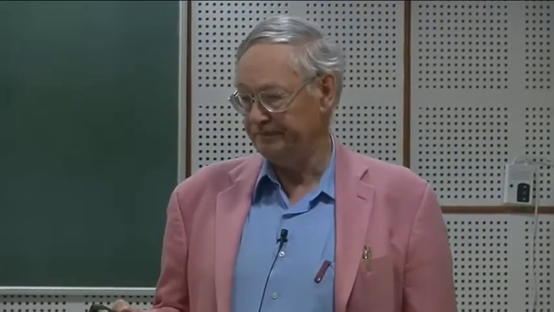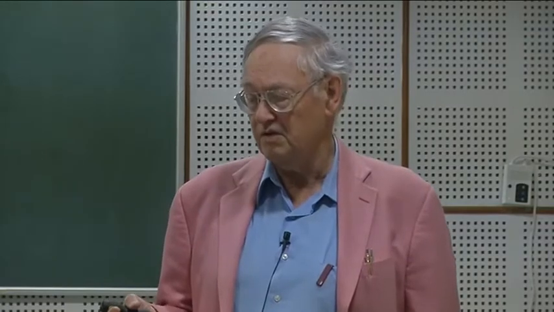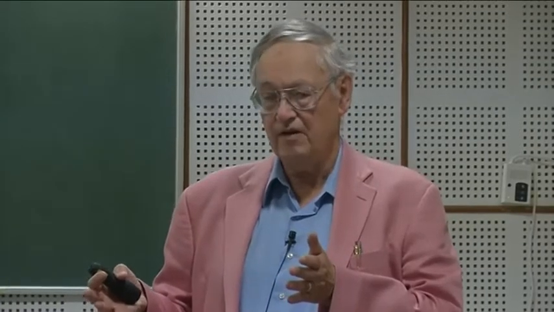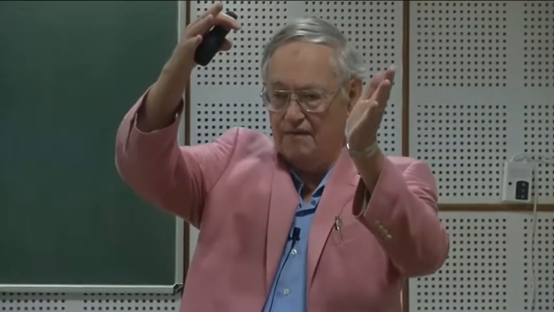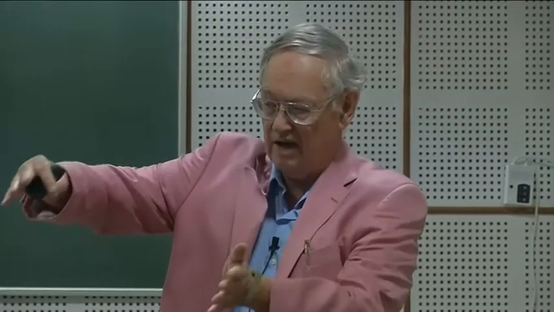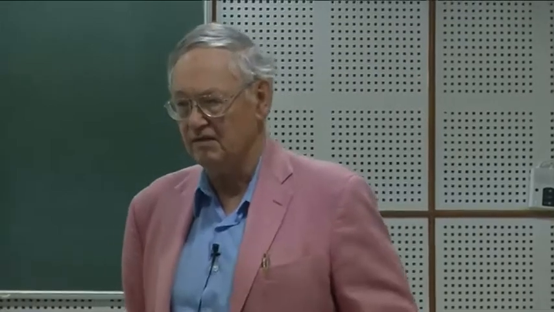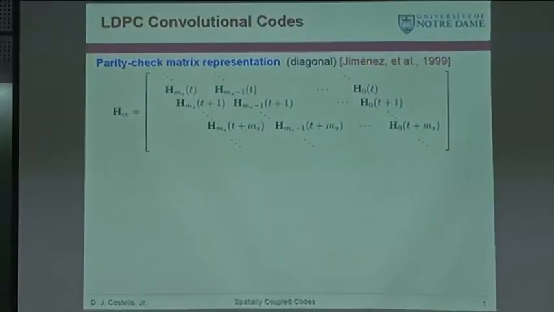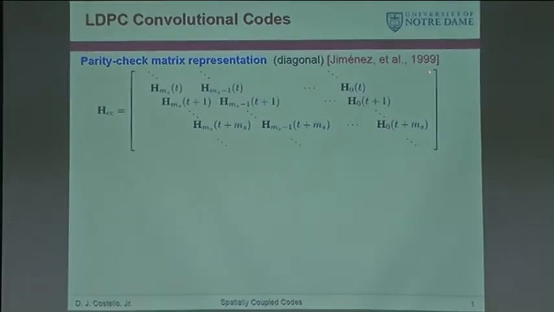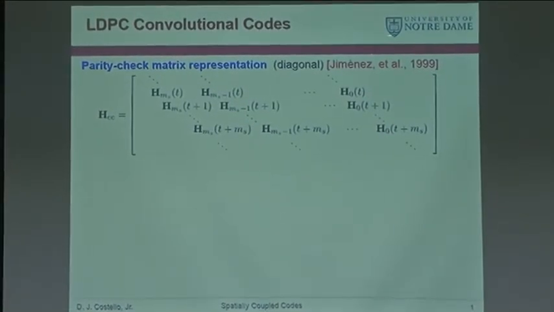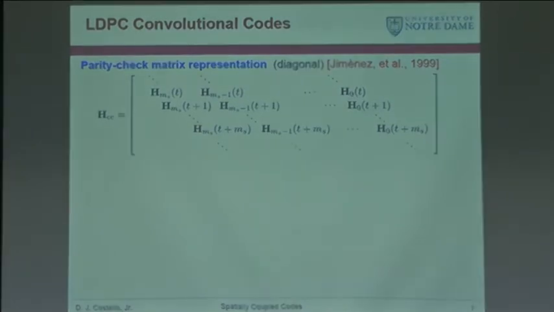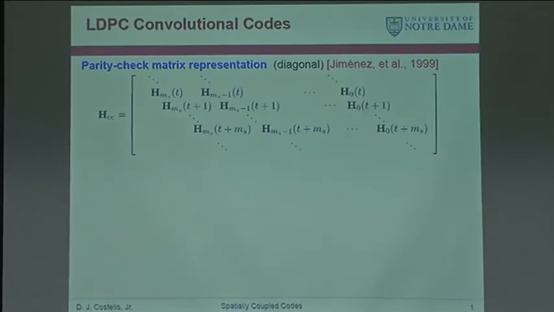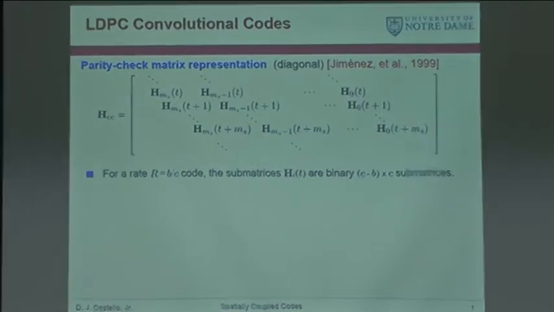So what's an LDPC convolutional code? Well, when we discussed convolutional codes the other day, we didn't discuss the parity check matrix directly, but we discussed a generator matrix, and we saw it had a diagonal-like form. Remember, the top row was shifted down like this. And if you look at the parity check matrix of convolutional codes, they also have a diagonal-like representation. This goes back to work by Jimenez, Felström, and Zigangirov in 1999, the first ones to really look at making low-density parity check codes out of convolutional codes. So they just looked at it this way.